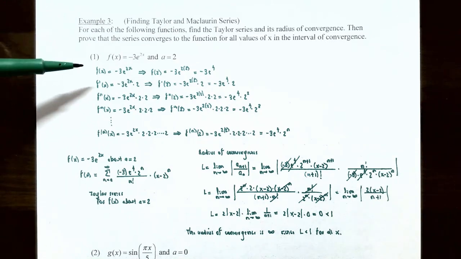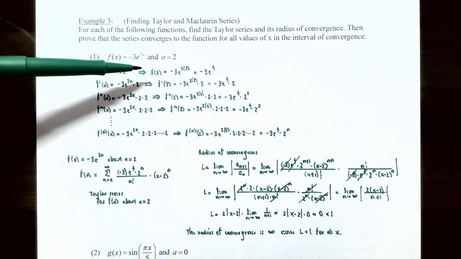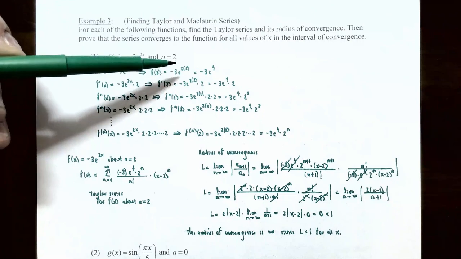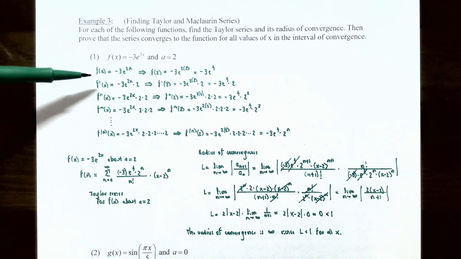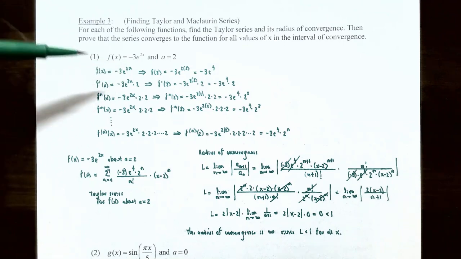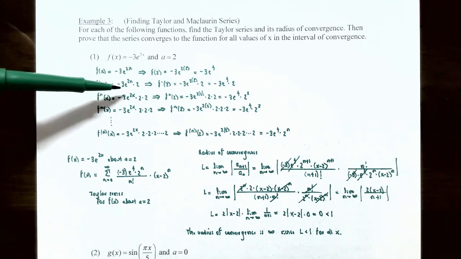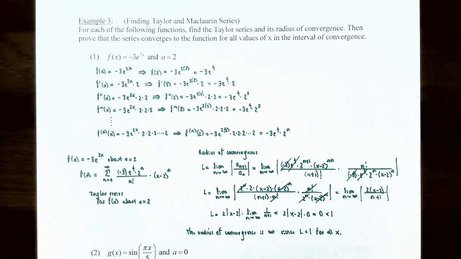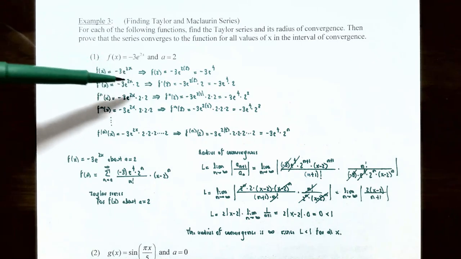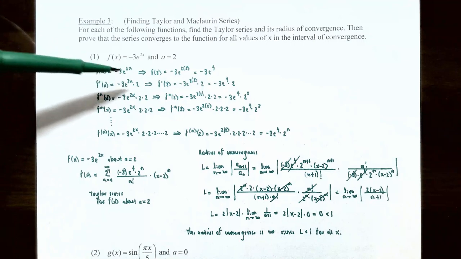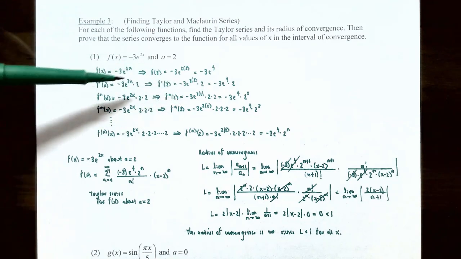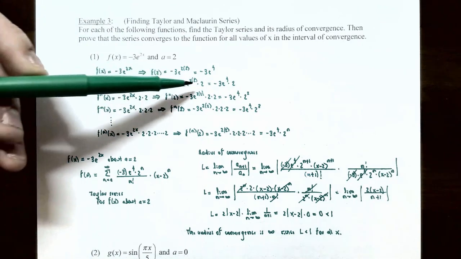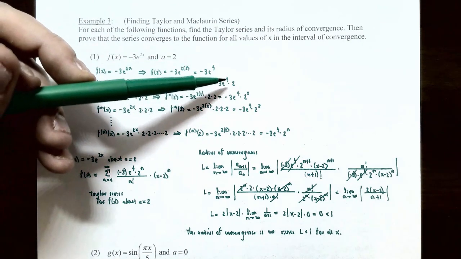f of x is equal to negative 3 e to the 2x. If you evaluate the function at a equals 2, you'll have f of 2 is equal to negative 3 times e to the 2 times 2 exponent. That'll be negative 3 e to the 4th power. f prime of x is the derivative of this function. You'll find that f prime of x is equal to negative 3 e to the 2x times 2, using the chain rule because the derivative of e to the 2x is 2. And if you evaluate the derivative at 2, you'll have negative 3 times e to the 2 times 2 exponent times 2. That's really negative 3 times e to the 4th times 2.